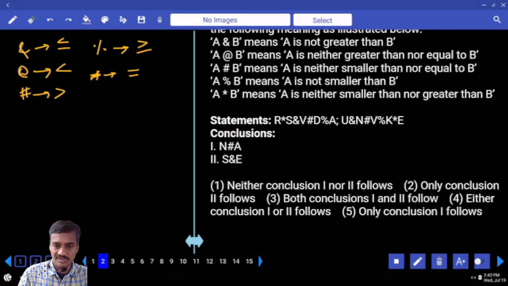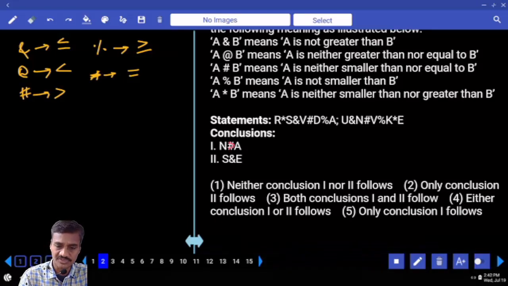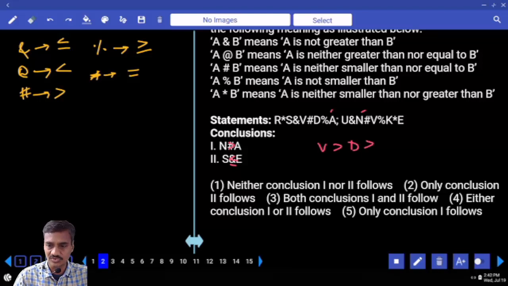Now in the second one, N hash. A hash stands for greater than, and N stands for lesser than or equals to. First the relation between N and A. N is here, A is here. Which element is common? V is common. V hash, V greater than D, and D greater than or equals to A. Then next one, N to A.